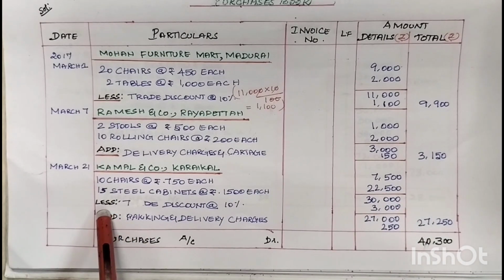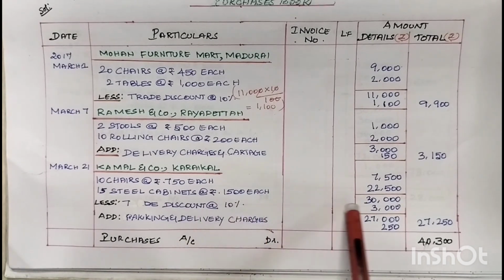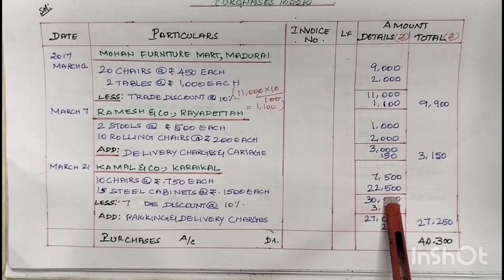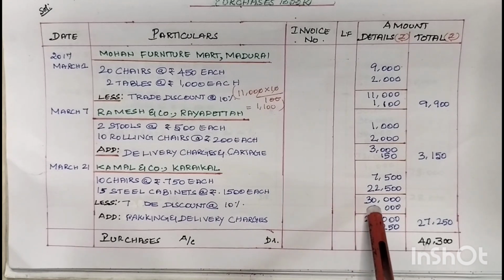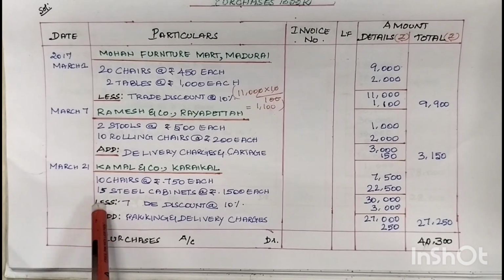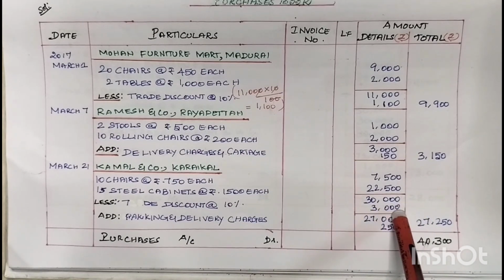Then they give the discount. How much? The trade discount is 10%. So you find the trade discount 10% from the 30,000 total amount. So 30,000 into 10% you will get 3,000. Okay, so then you deduct that 3,000 because you have to less the trade discount 10% from the total. So you deduct that 3,000 from the 30,000. What you get? You got 27,000.